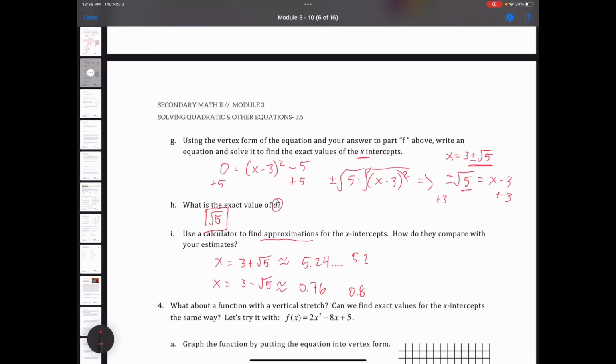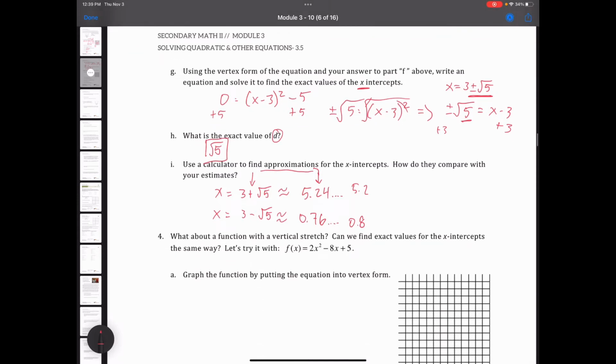Also, these decimals continued on. I just rounded them. Those decimals actually will continue on forever. So we can't write down that entire decimal. So this is exact, this is inexact, or approximations, right? Okay. So we got pretty close with our estimates, but they were not exactly on point, right? But we also figured out how we can use the vertex form to find the exact value of those x-intercepts.